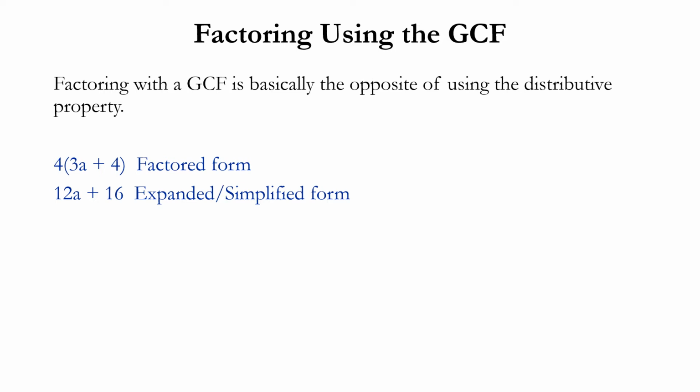So to get from this step to this step, we're looking at both of these and seeing they both have a 4 in common. They don't both have an a, but they both have a 4 in common. And then what I'm doing is dividing each of these terms by 4. So 12a divided by 4 is 3a, and 16 divided by 4 is 4. So 3a plus 4.